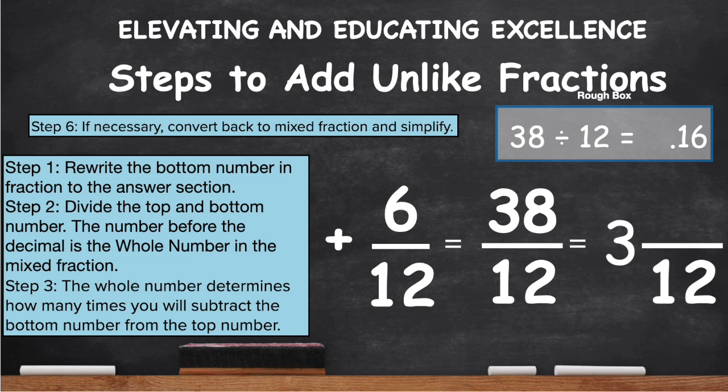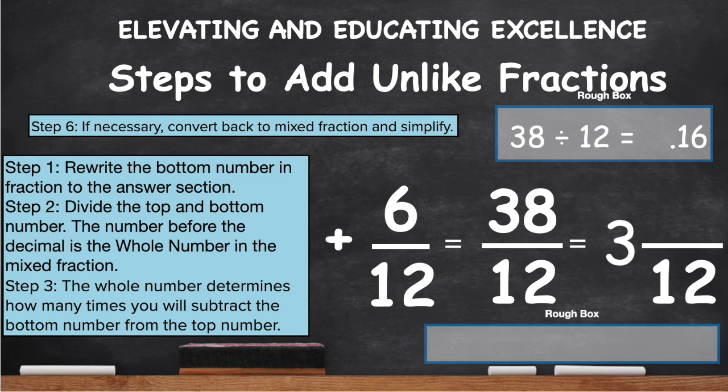And then now we're going to do step number 3, which is the whole number determines how many times we'll subtract the bottom number, in this case 12, from the top number, and the top number is 38. And that will be 3 times we're going to subtract 12 from 38. So let's draw a rough box, and in that rough box, we're going to write 38 minus 12 minus 12 minus 12, which equals 2. So the top number is 2.